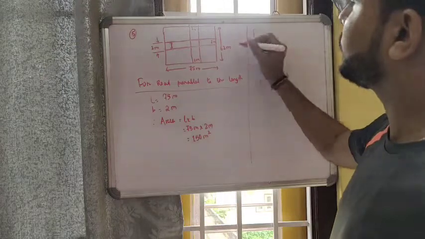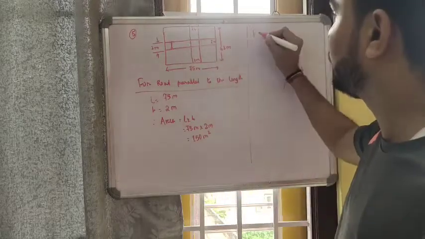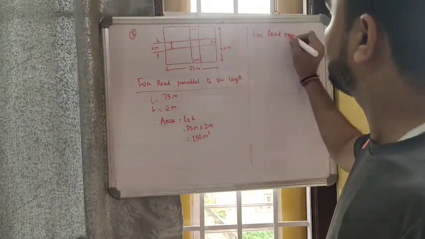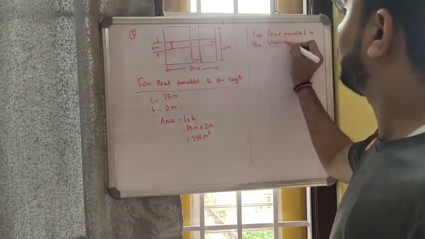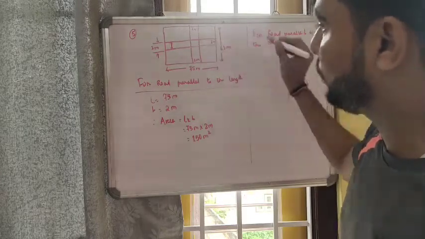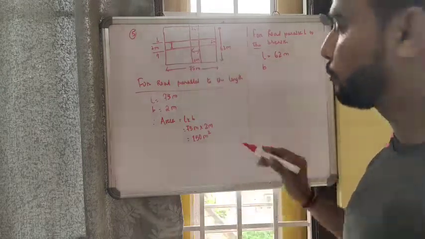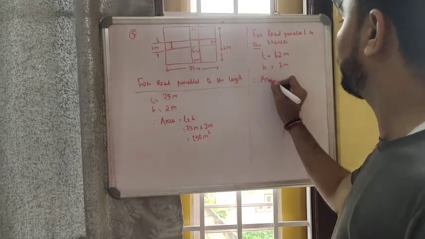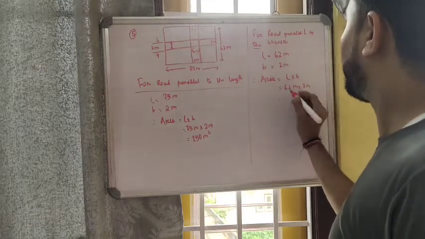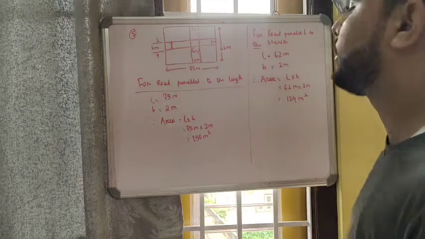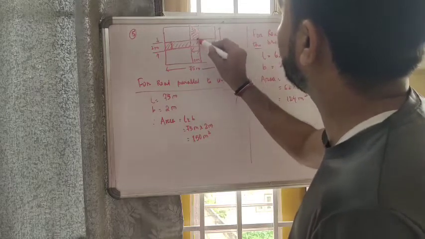Again, there is one more road which goes along the breadth like this, parallel to the breadth. So for road parallel to the breadth, now this will be this much meter long. So length will be 62 meter, breadth will be same, from here to here it is 2 meter. Therefore area of this road will be equal to length into breadth, that is 62 meter into 2 meter, 124 meters square. Now you have the area of this road, and you have the area of this road also.